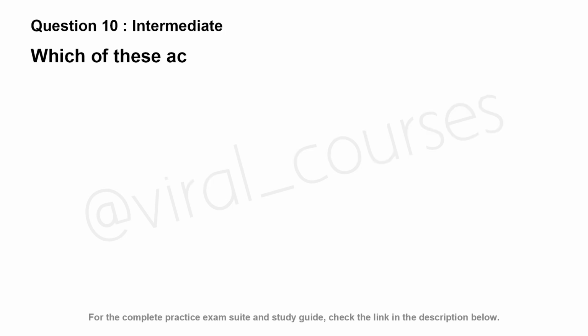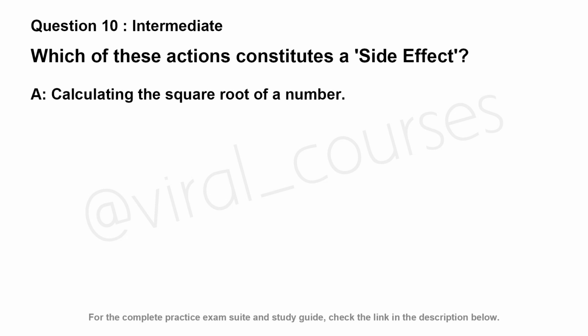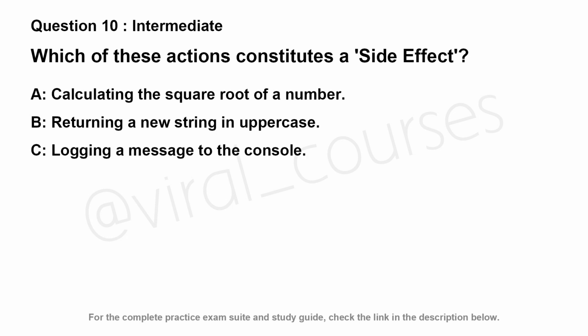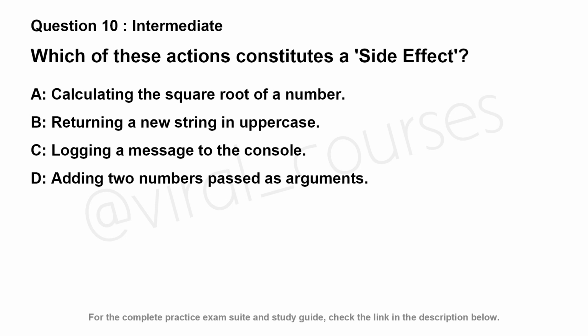Which of these actions constitutes a side effect? Option A. Calculating the square root of a number. Option B. Returning a new string in uppercase. Option C. Logging a message to the console. Option D. Adding two numbers passed as arguments.